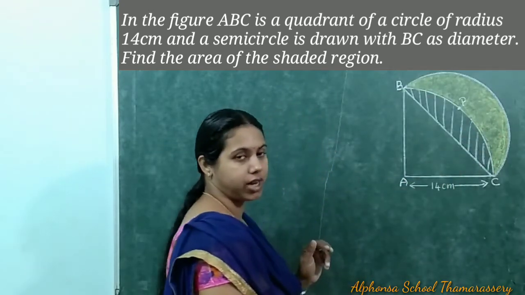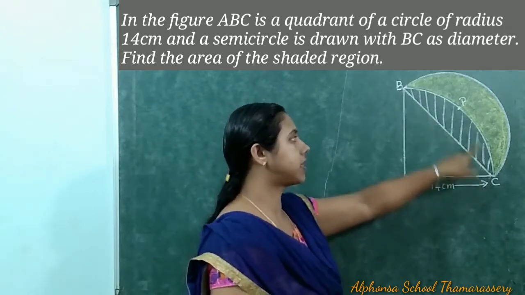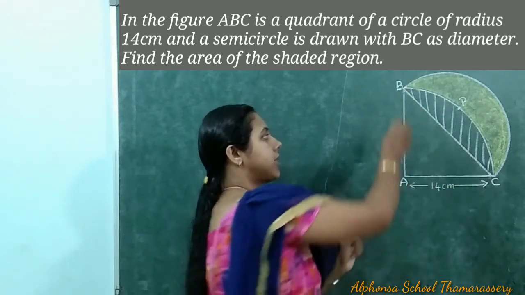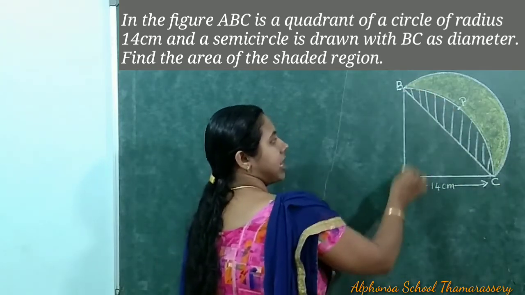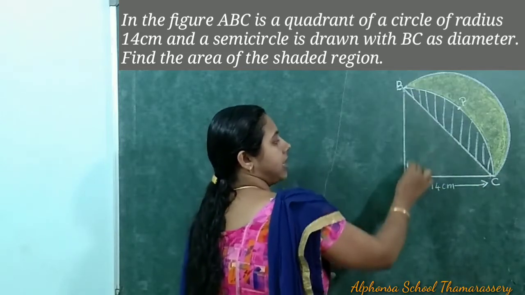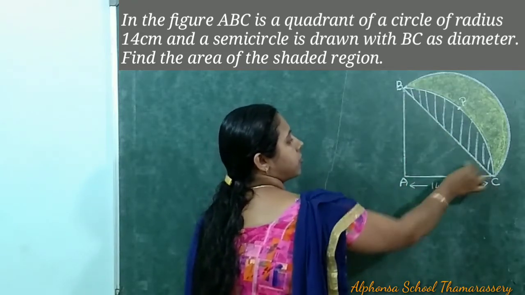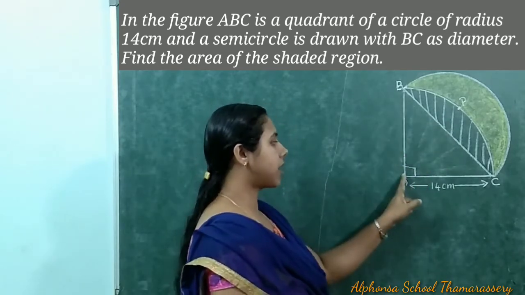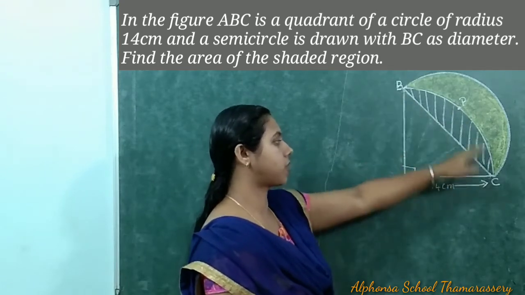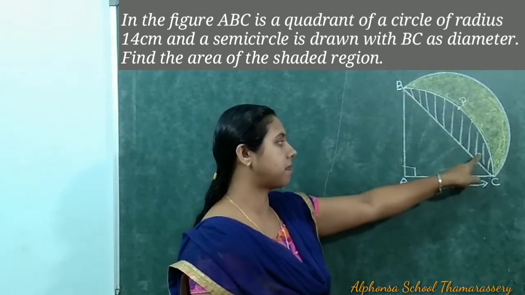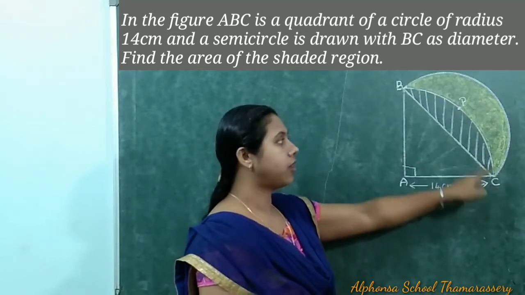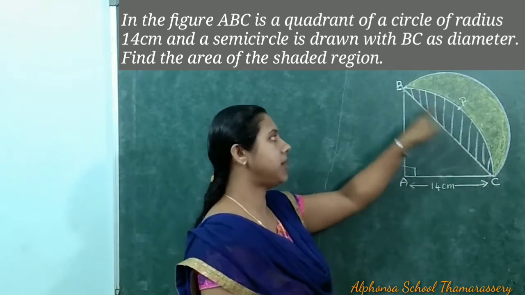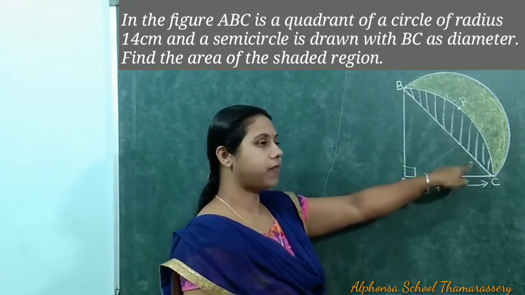this shaded region. So to get the area of the segment BPC, we want to subtract the area of this triangle from this quadrant. From the quadrant ABC, we want to subtract the area of this right triangle, because it's a quadrant. This angle is 90 degrees. So if you subtract this right triangle from the area of this quadrant, we will get the area of the segment BPC. If we get the area of the segment, we can subtract that area from the area of the semicircle.